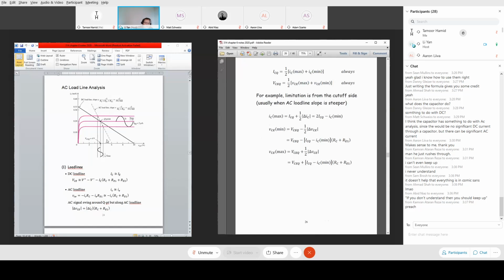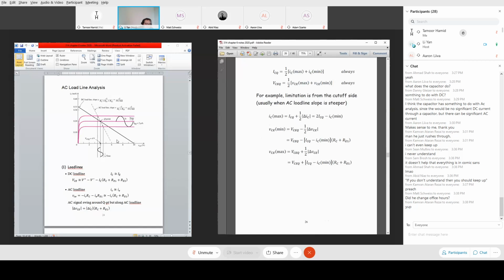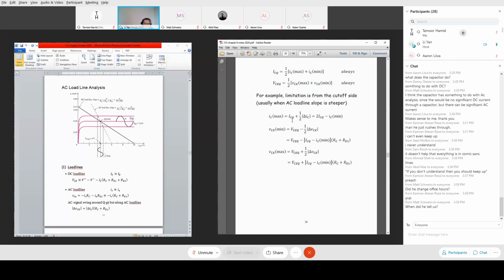And usually what happens is, if the AC load line's slope is steeper, that means the load line upwards is further away from the saturation side, so you don't need to worry about the saturation part. Okay, so going low, you can go as low as IC minimum. How much can you go upwards? The upwards limit will be the quiescent current plus half of the full swing.